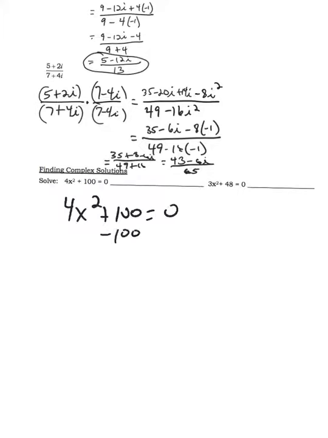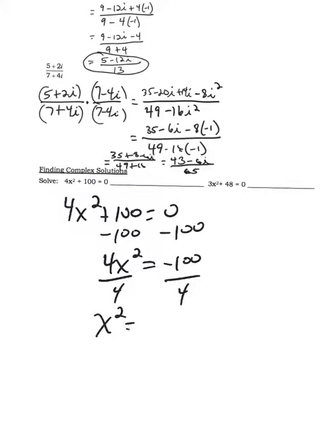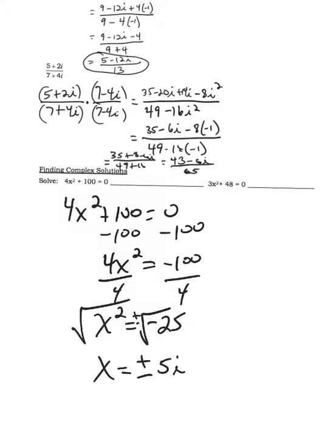I could subtract 100 from both sides. I could divide both sides by 4. And then I could take the square root of both sides. Remember, when I do that, I need to do the plus or minus symbol because this is a positive index. And the answer that I'm going to get here, after I simplify the square root of negative 25, is plus or minus 5i. Where did 5i come from?